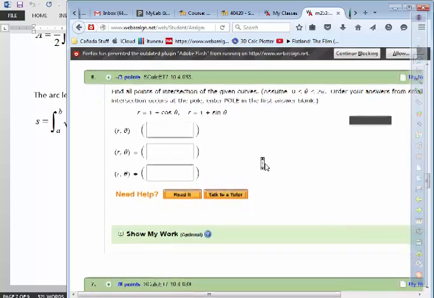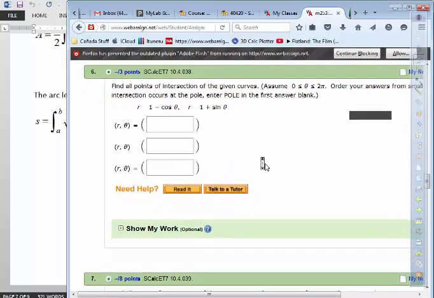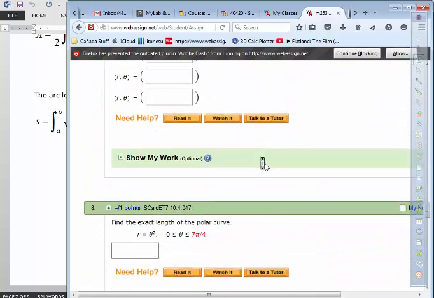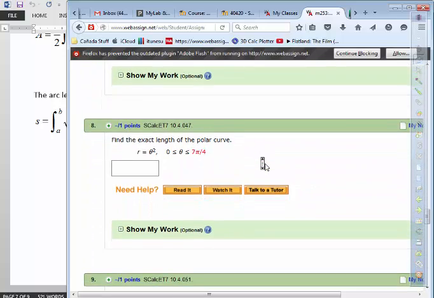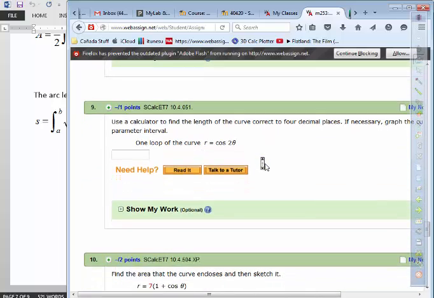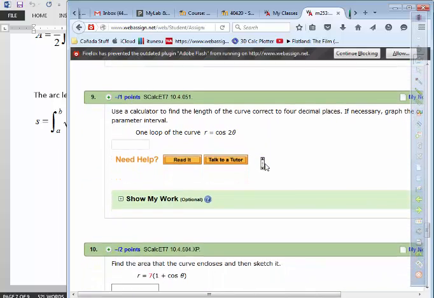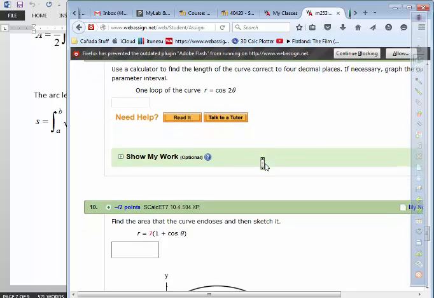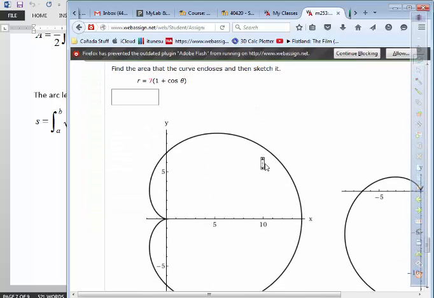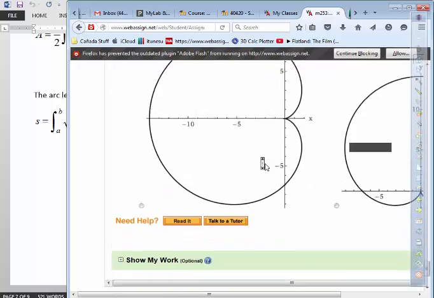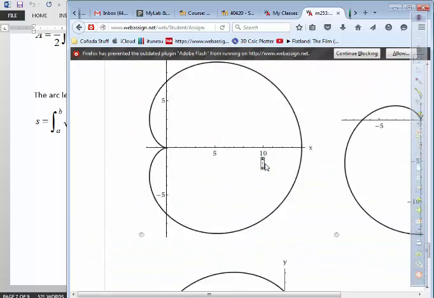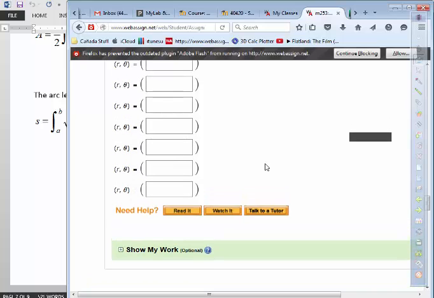Pole? What's a pole? All right, you guys have to figure that out. Arc length. Use a calculator. One loop. Find the area and then sketch it. I think you guys are good after you figure out what a pole is.